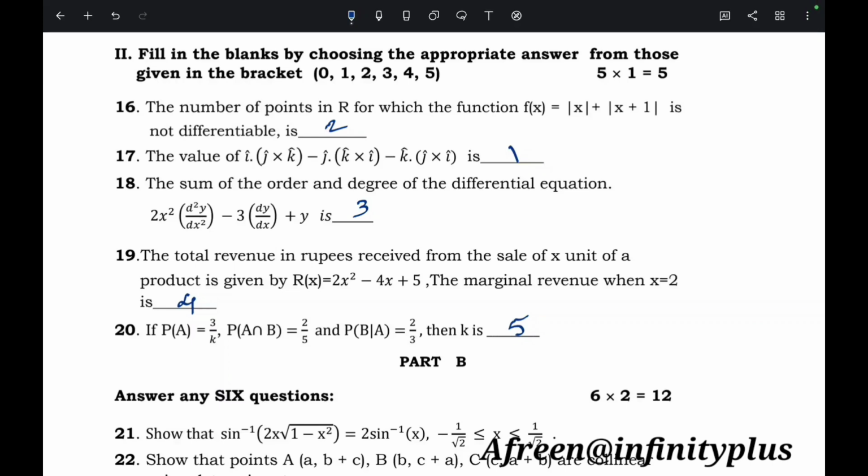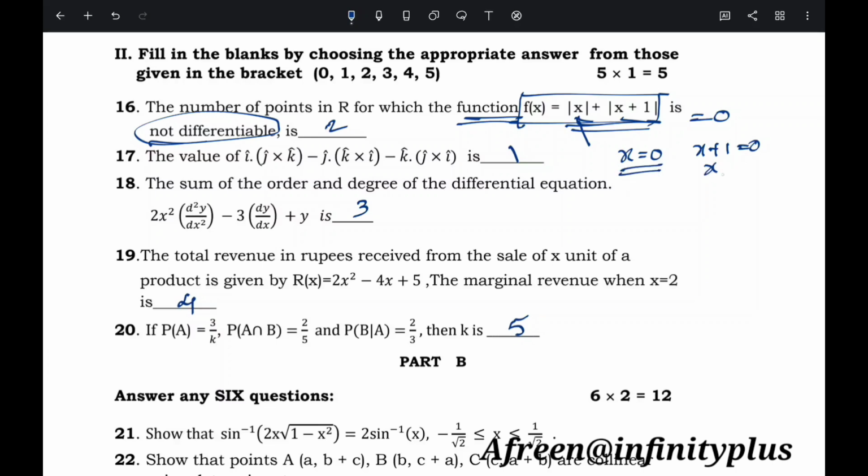So we have solved all the MCQs that are necessary here. Move on to the fill in the blanks questions. The first question: the number of points in R for which the function x modulus of x and modulus of x plus 1 is not differentiable. Just remember one thing, if you set this function equal to 0, x will become 0 and x plus 1 will become 0. So this is one point of non-differentiability, and x is equal to minus 1.